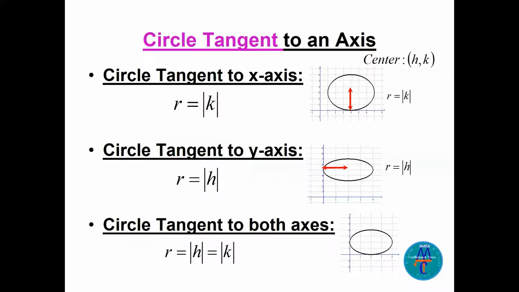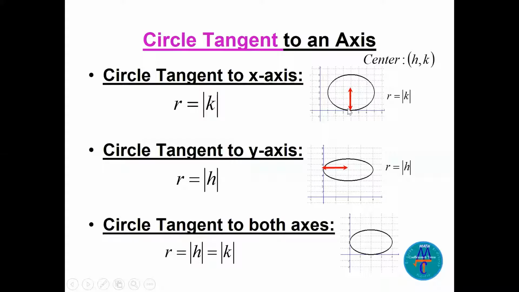Now, tangent to an axis. Sometimes we have a circle here, tangent to the x-axis. Tangent means it touches the x-axis at one point. See the word tangent to the x-axis.